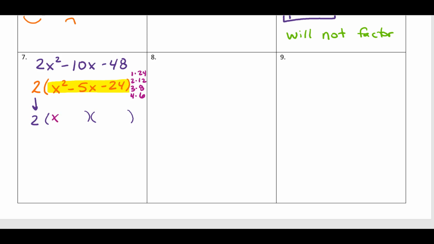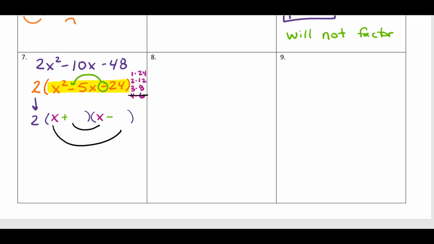So we have x times x. We're going to take a look at my signs. They're going to be different, so I'm going to have plus and minus. And now I'm going to have to start guessing and checking to find 5. I normally start at the bottom, so 4 and 6. That gives me positive 4x, and that gives me negative 6x. That does not add up to negative 5. So that was not the right set of factors. That wasn't even close to 5.